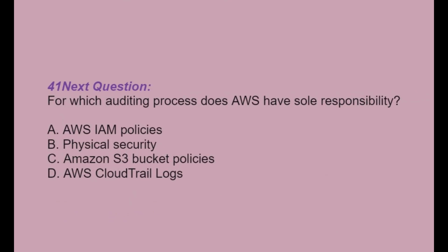Question is, for which auditing process does AWS have sole responsibility? Option A, AWS IAM policies. Option B, physical security. Option C, Amazon S3 bucket policies. Option D, AWS CloudTrail logs. Correct answer is option B.